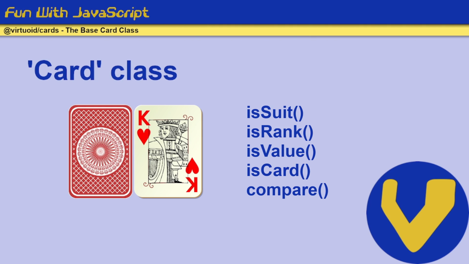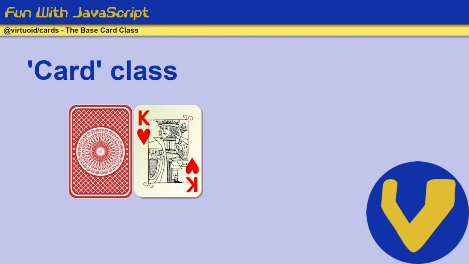So if you're using primitive values, you can use what we gave you: isSuit, isRank, isValue, and isCard. But if you're going to have very complex objects, you're going to want to create your own compare method. So those are our properties and those are our methods. What are we going to do here?